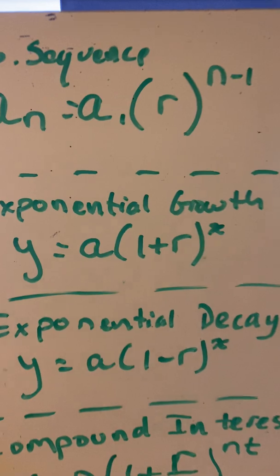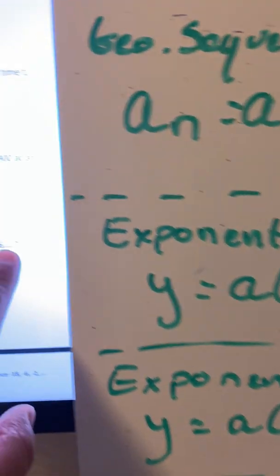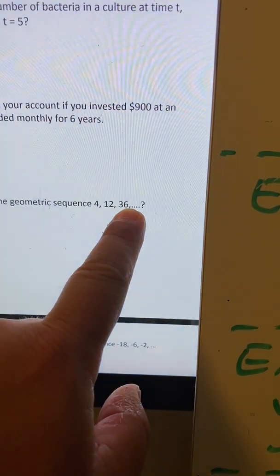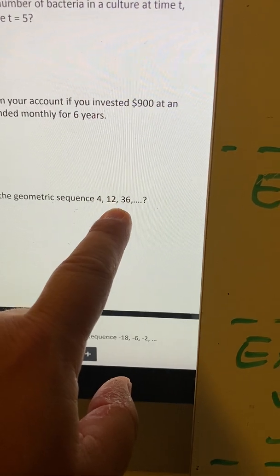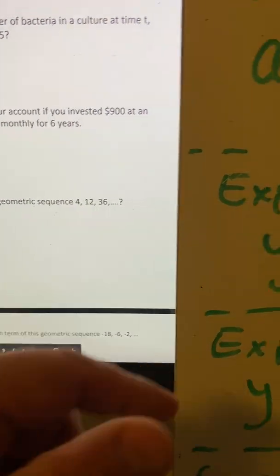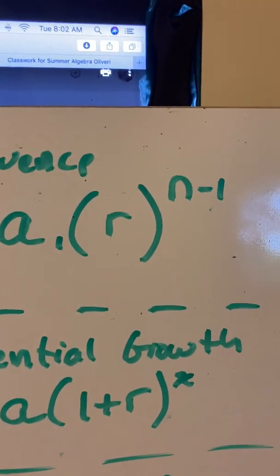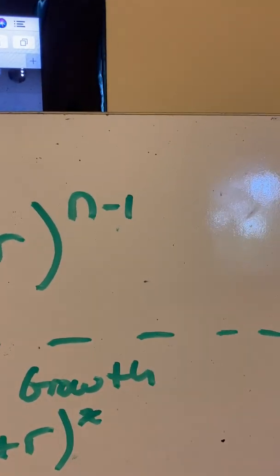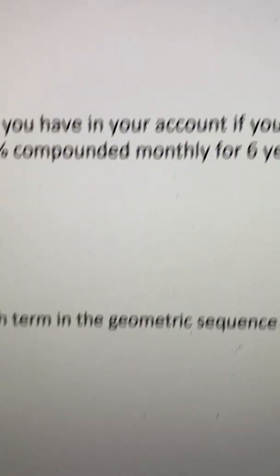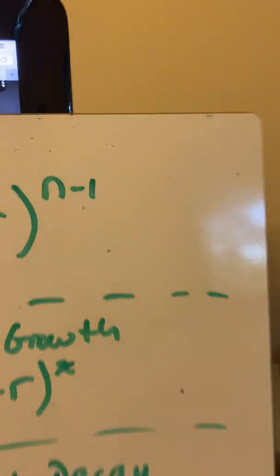And how do you find the rate of change in a geometric sequence? Take 36 divided by 12, that's 3. Take 12 divided by 4, that's 3. It's a constant rate of change. Okay, so the rate of change would be 3. And then n, which is the term they want you to go to. Oopsie, wrong problem. That's the 11th term, whatever, that's the n minus 1.